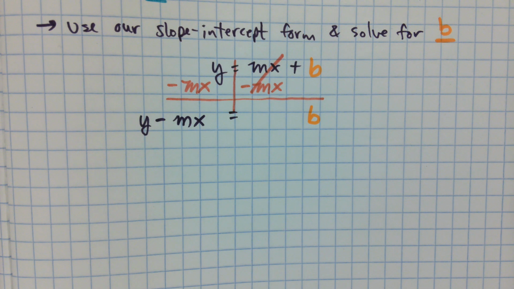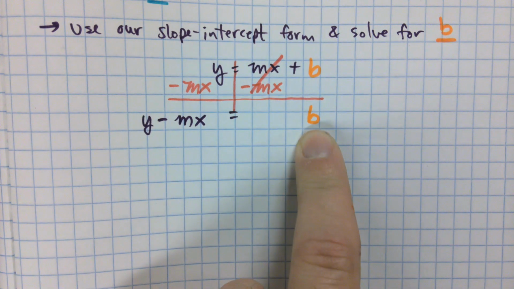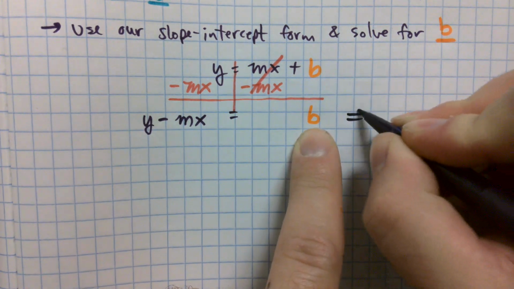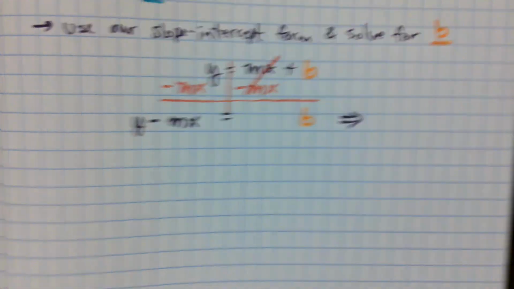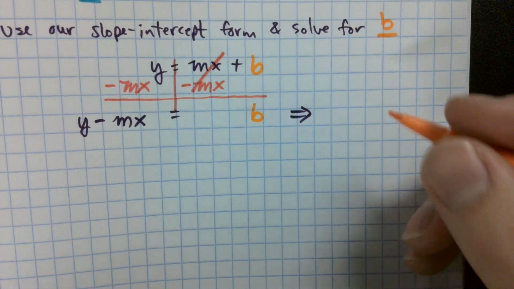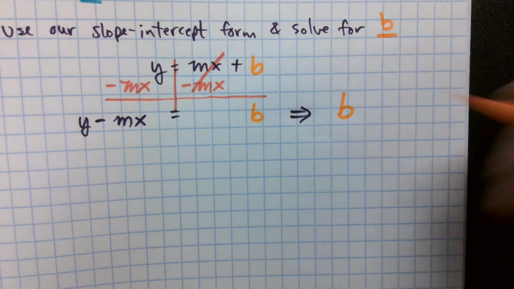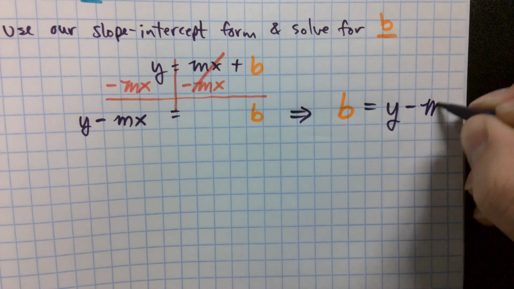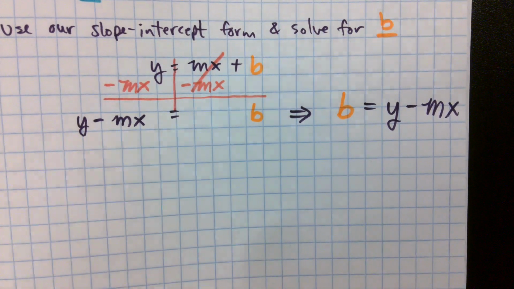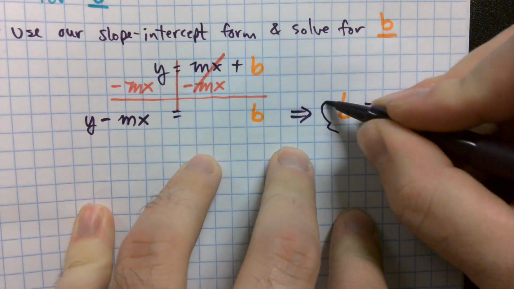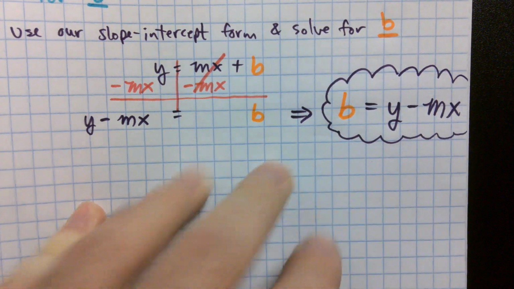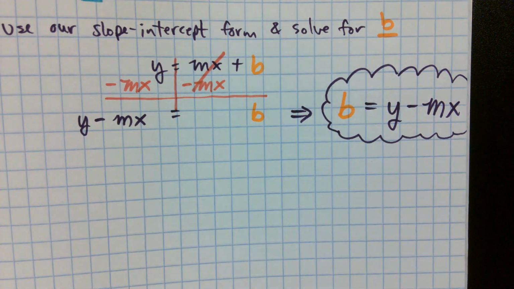It's going to be a lot easier for us today if we have b alone on one side. So the new revised formula that we're going to be using is b is equal to y minus mx. Put a nice big cloud around that so you can refer back to it.